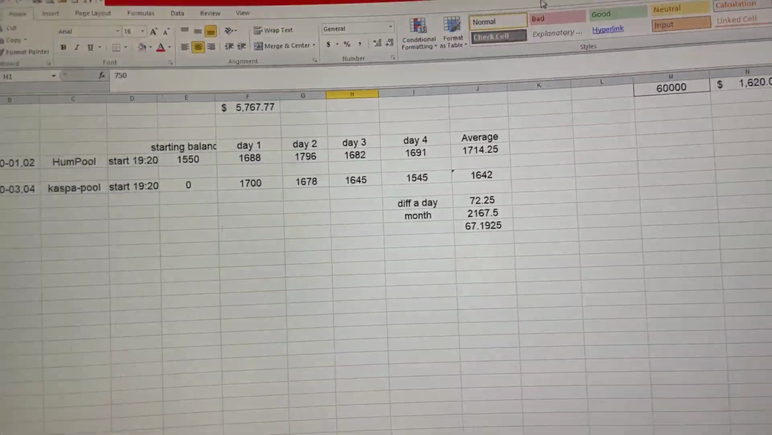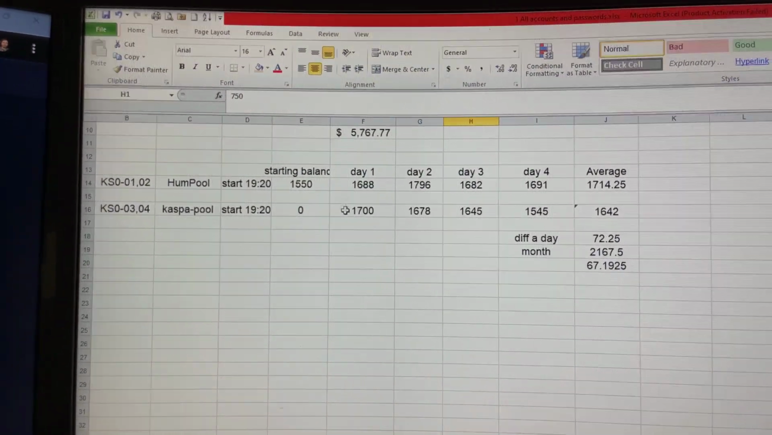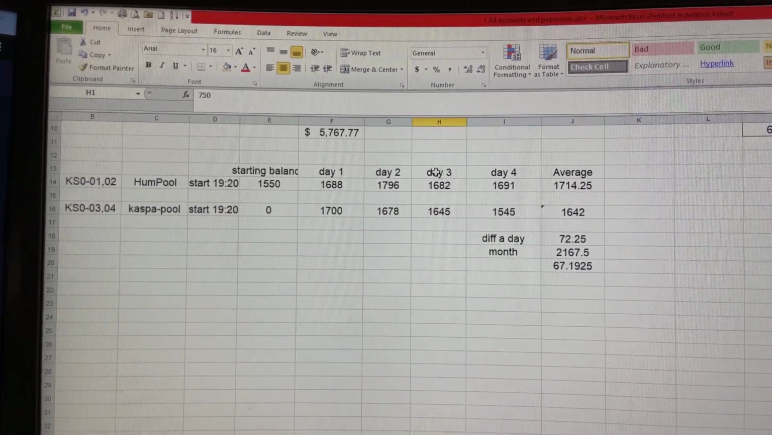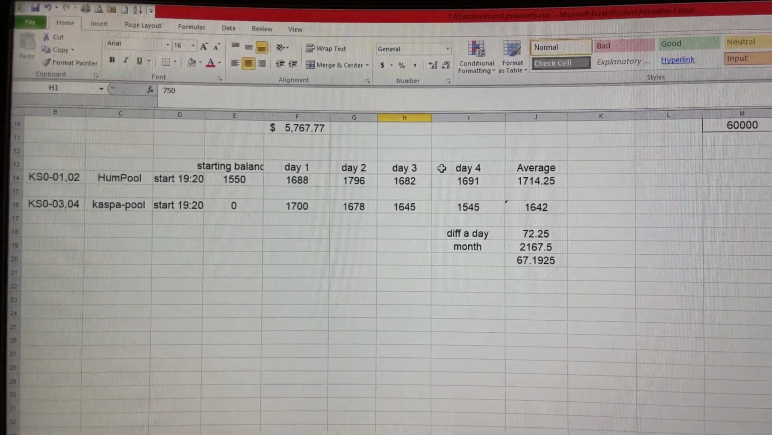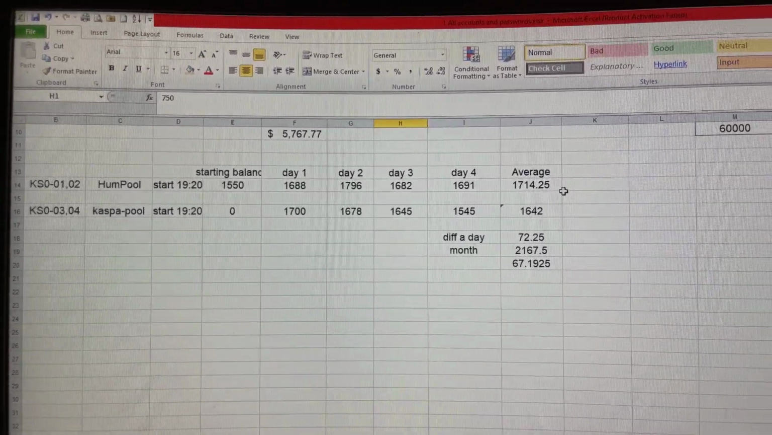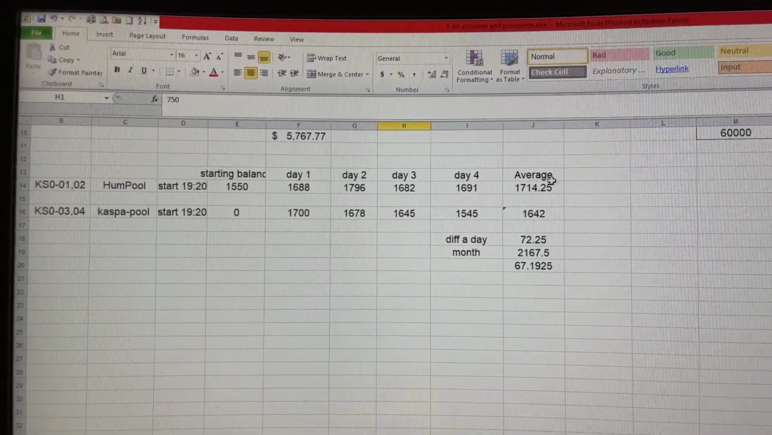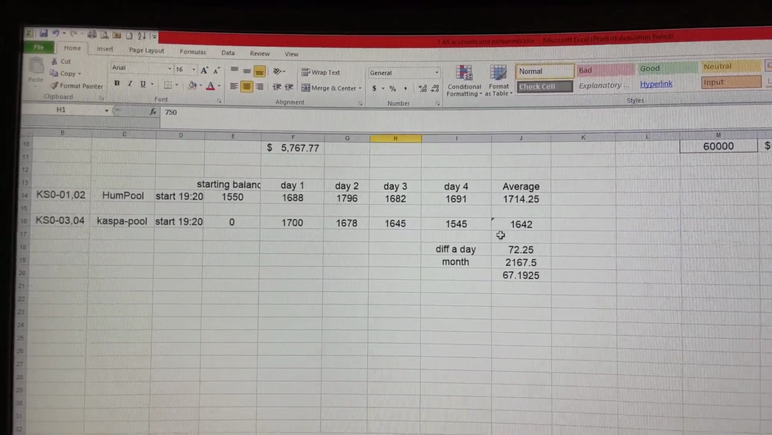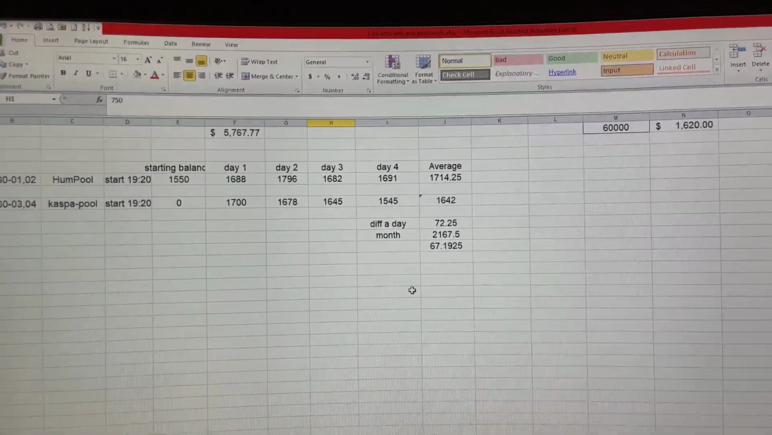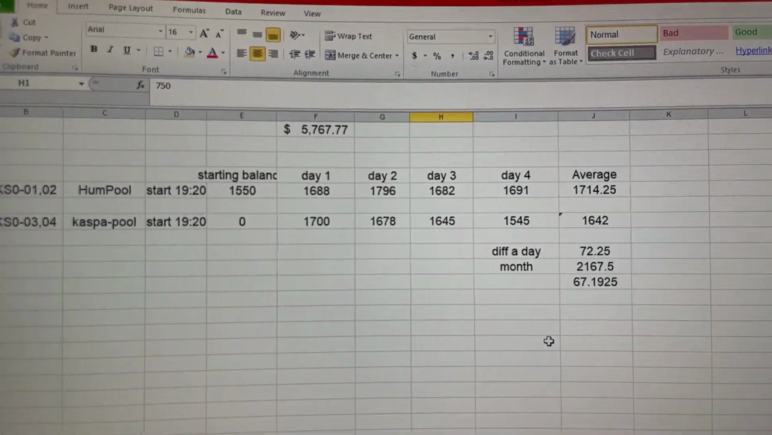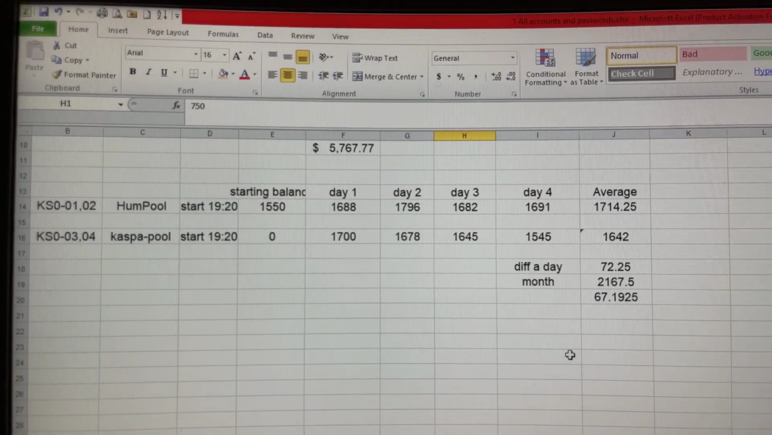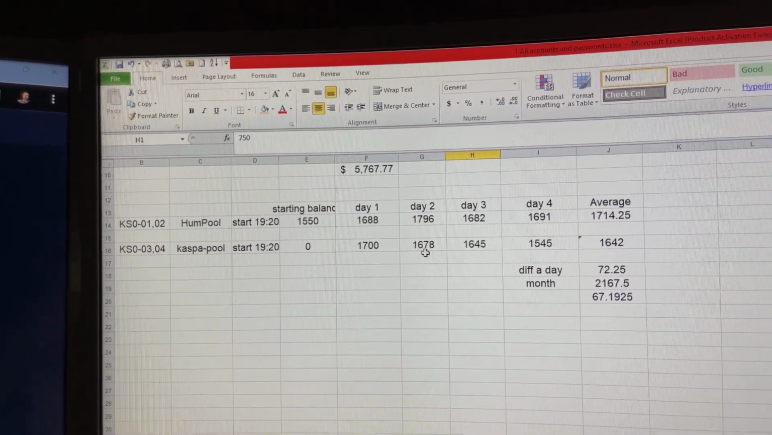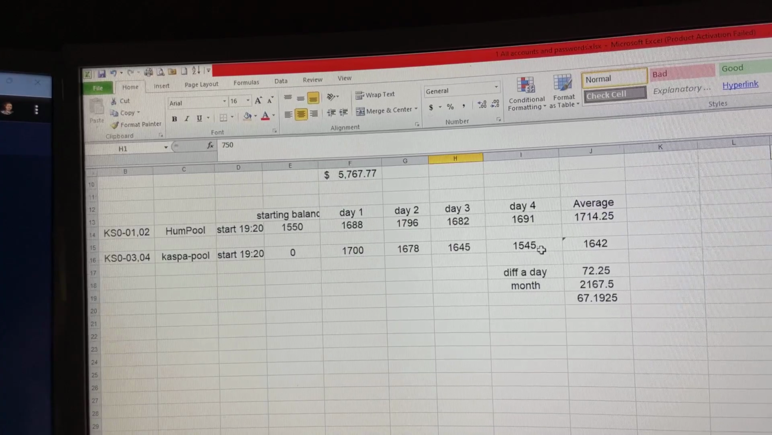And here on the HumPool, compared to that first day of 1688, the second day was 1796, the third day 1682, day four 1691, which is pretty good. The average was 1714. I don't know what happened, now it's a little bit kind of slow. But on Kaspa today, on one of the miners, I think the hash rate dropped a little bit, but overall the actual rewards are going down if you look at every single day. It was 1700, about the same, 1678, 1645, 1545. So it's a big decline.